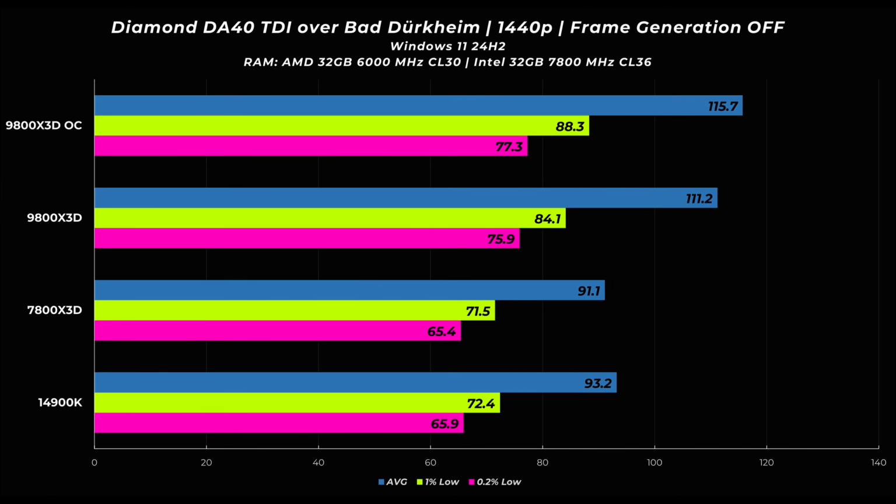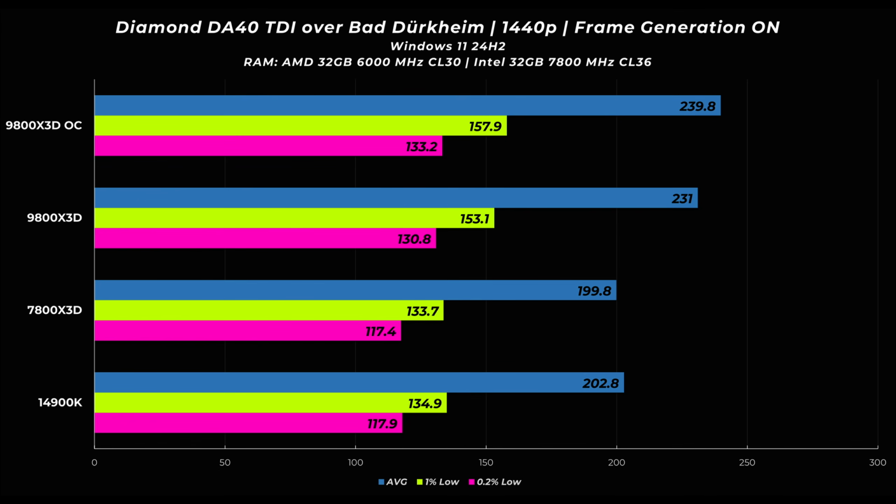Is that a diesel plane, or what is that TDI standing for? Over the area around Bad Dürkheim with frame generation off, we see the 7800X3D at an average of 91.1, the Intel at 93.2, and then the 9800X3D being significantly higher, with the 1% lows nearly matching the average of the older processor, especially if we look at the overclock numbers, 88.3 compared to 91.1. So quite a nice boost here.